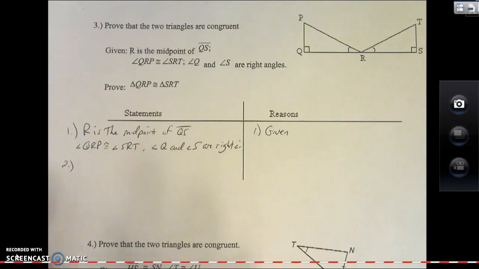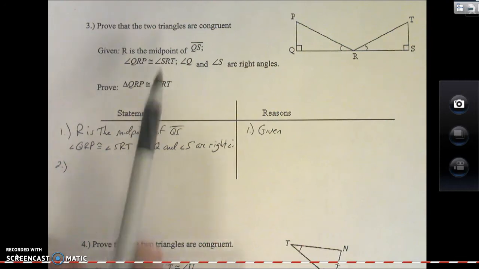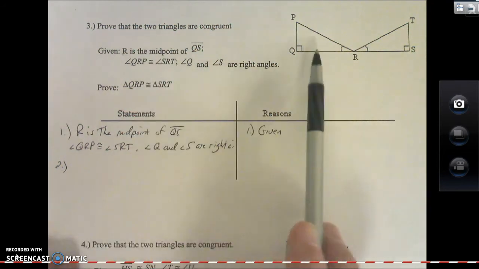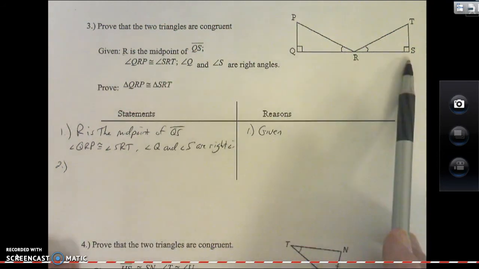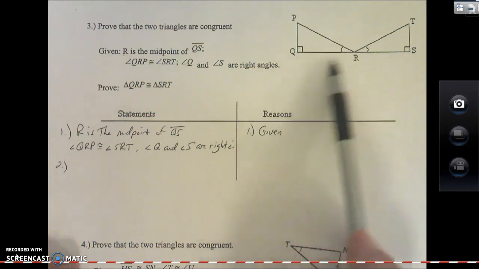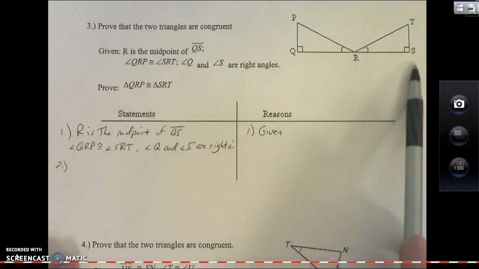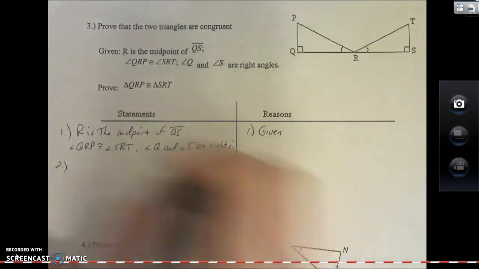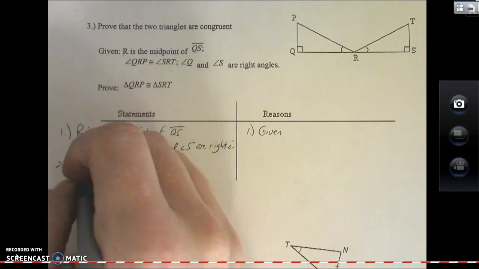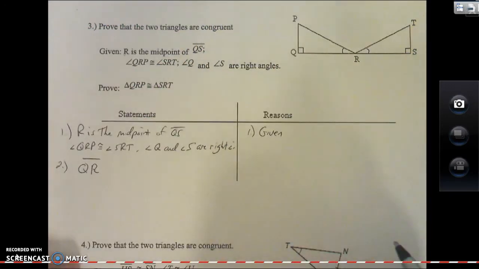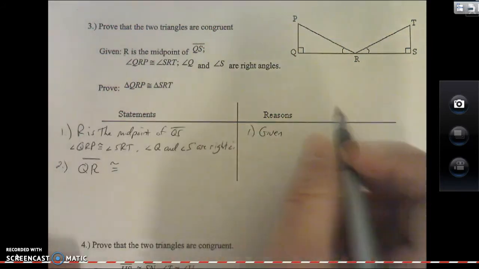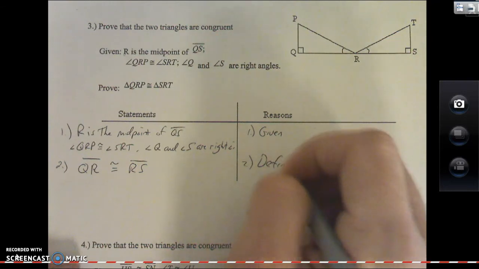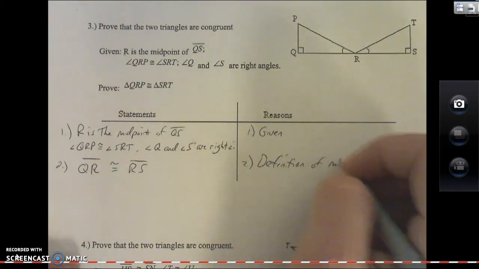All right, now, what do you guys know about midpoint? Well, midpoint is exactly like it sounds. It's the middle point. If R is the midpoint of this entire line, what do you think is true of line segment QR and line segment RS? They have to be the same. So the next thing I can write down here is I can say that QR side length is congruent to RS because of definition of midpoint.